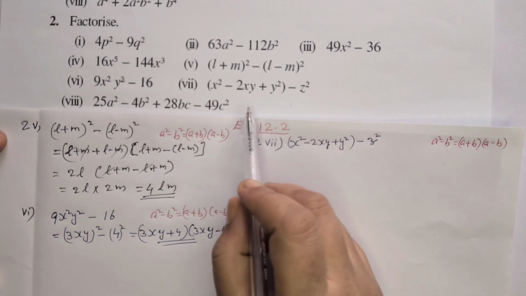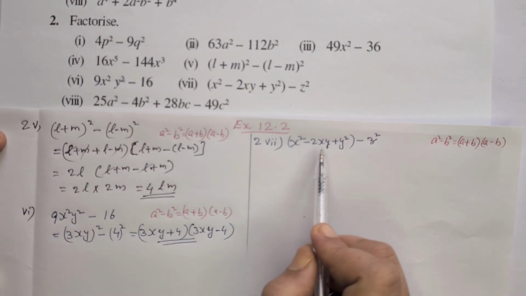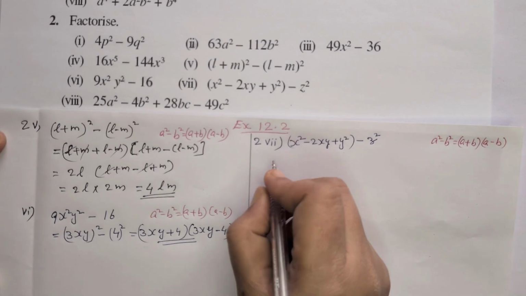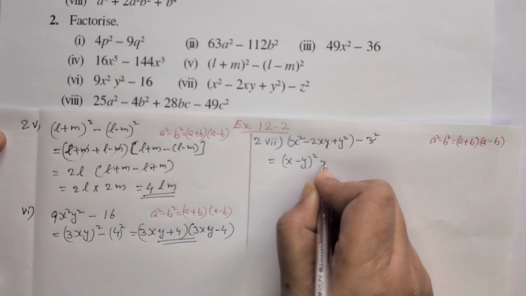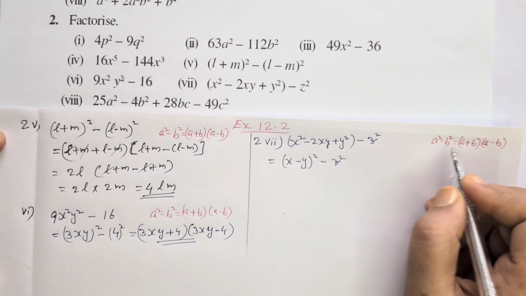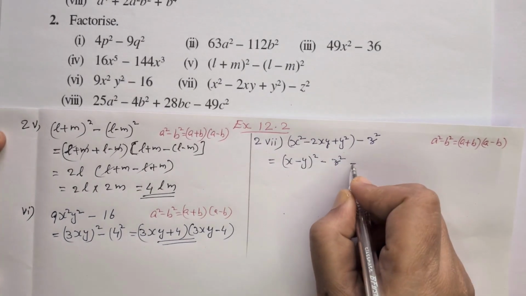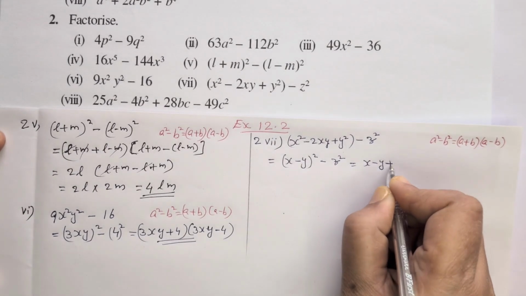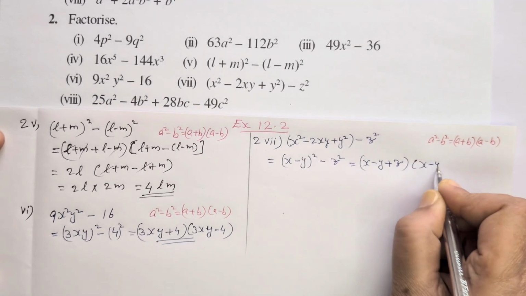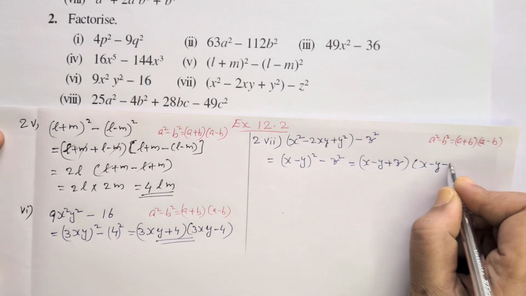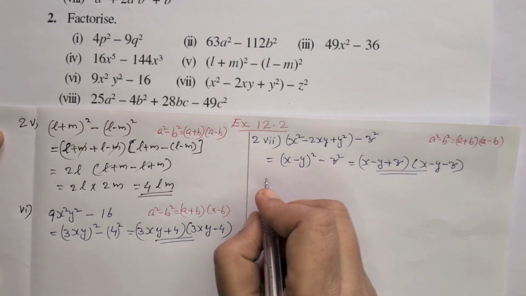Now the seventh one, x square minus 2xy plus y square minus z square. We know that this is the form a minus b the whole square. This we can rewrite as x minus y the whole square, that minus z square. Now we can apply this identity, which means first sum of the terms, that means x minus y plus z, and difference of the terms x minus y minus z. So that's the answer. Now next one, eighth one.